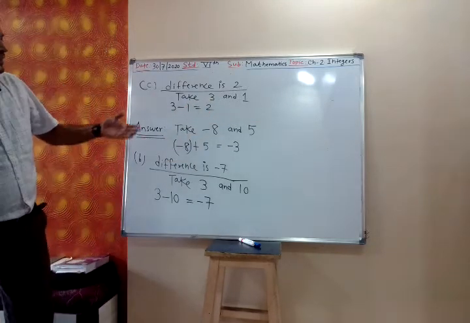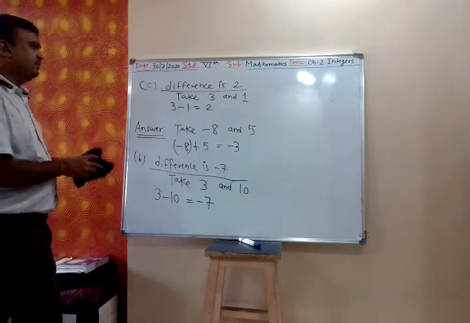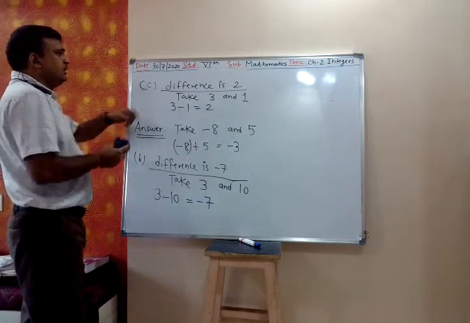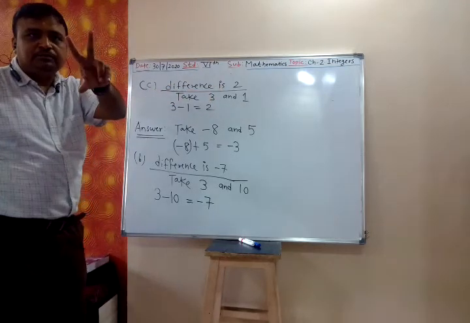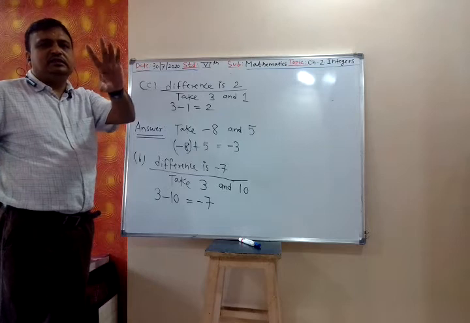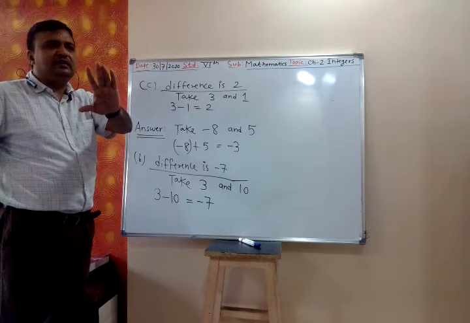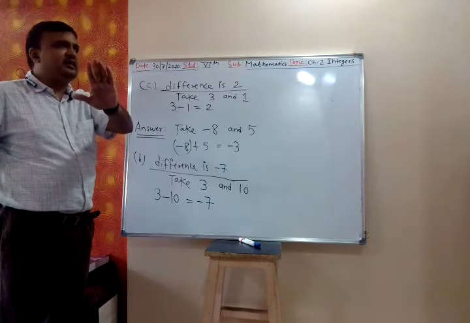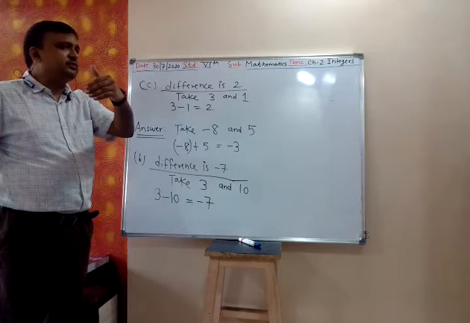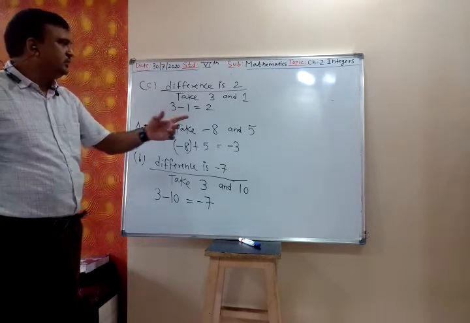You can take 5 and 3 also. Is it clear? Difference is 2. So find two integers. If you have understood, please remain silent. Let others understand. No need to speak that you have understood, so that others can understand. I have to explain to them also.